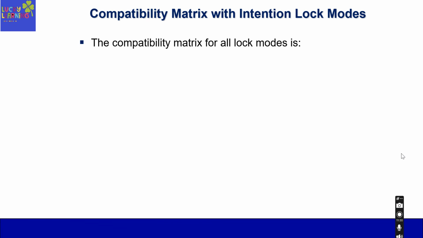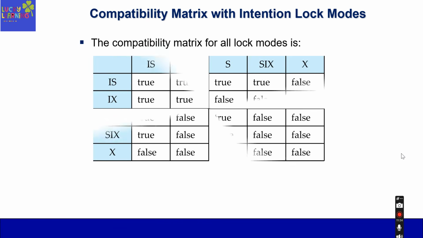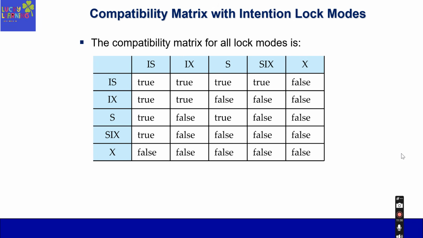Now, what is the compatibility of these lock modes? It is a compatibility matrix of all the lock modes. Let us see one of the rows and I will explain it. Suppose some transaction T locks this node in shared mode. Let us say T1 locked this node in shared mode.